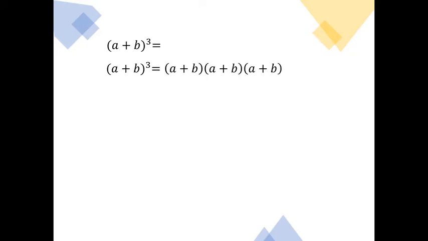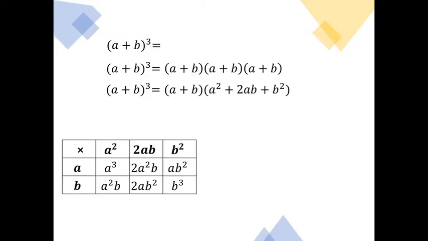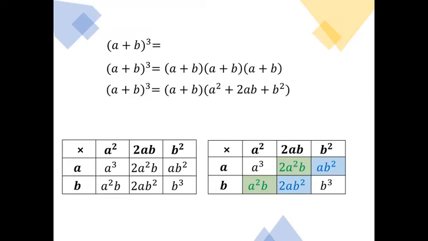Let's extend that to (a + b)³. That means (a + b) multiplied by itself 3 times. We can make that a little bit easier by using our previous result that (a + b)(a + b) is a² + 2ab + b². Again, I'm using my grid method here to work out the product of those two brackets. That helps me to see that I do have some like terms again.